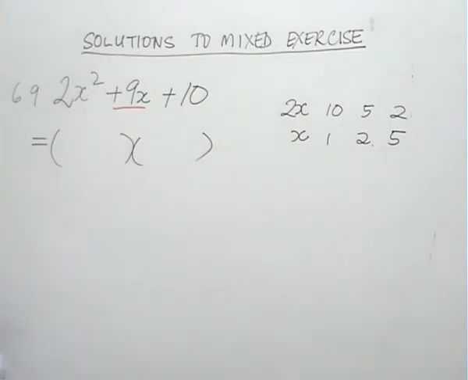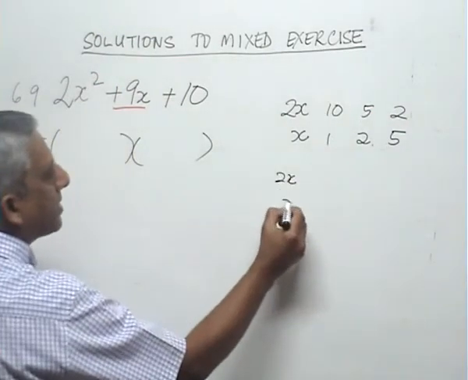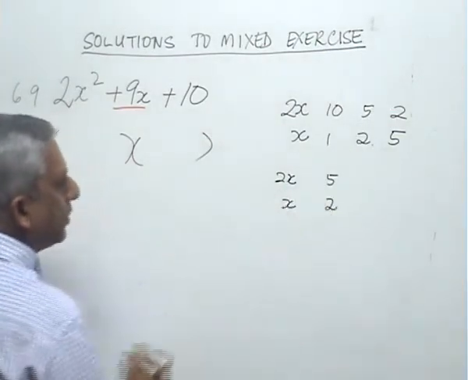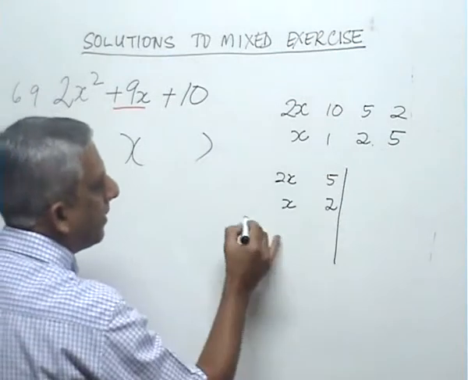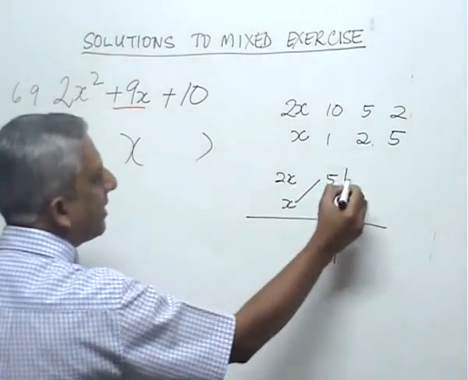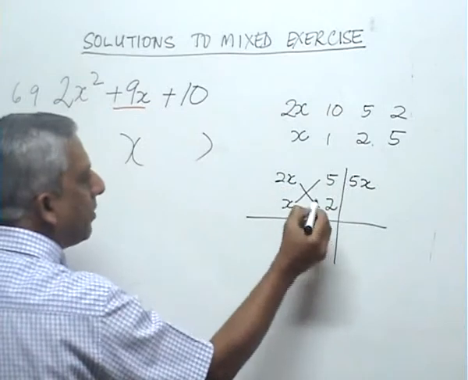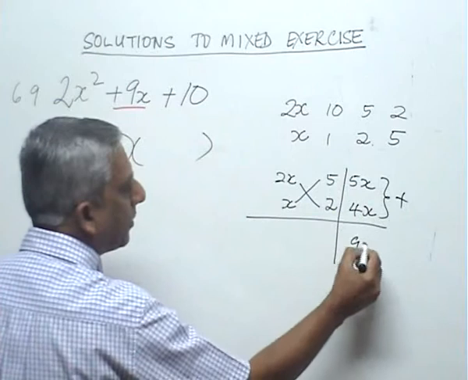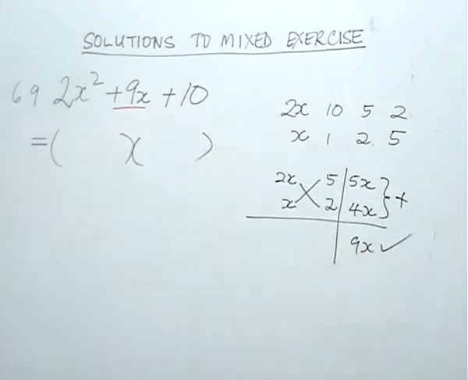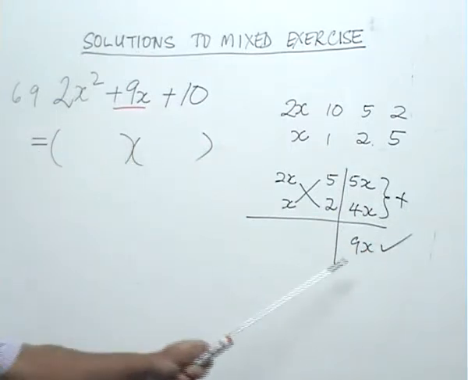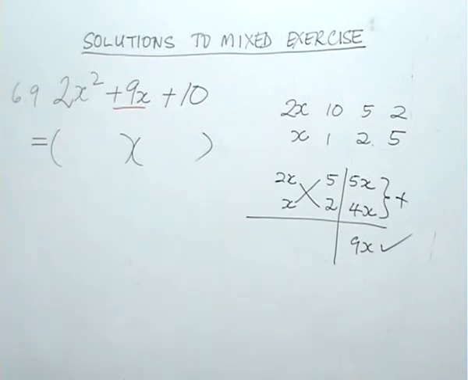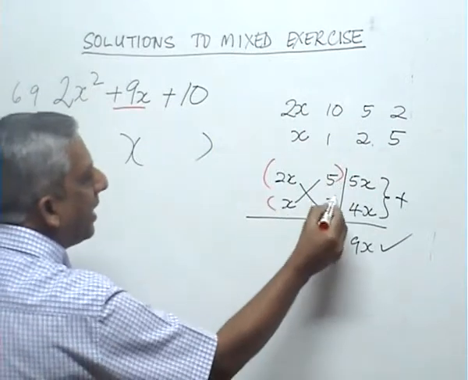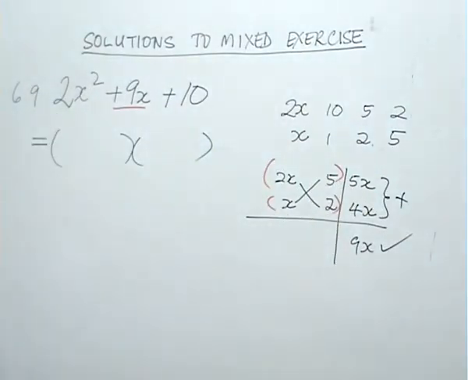Now let's say this time we're choosing 2x and x, and we're choosing 5 and 2. And then we multiply, that gives us 5x, multiply here, that gives us 4x, we add them up, we get 9x, and we are very happy now because now we found the middle term.